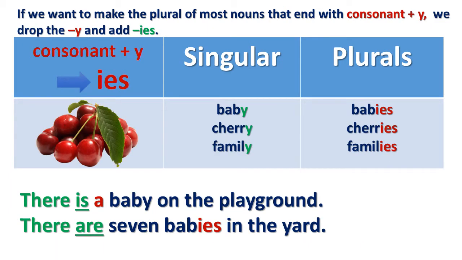If we want to make the plural of most nouns that end with consonant plus y, we drop the y and add ies. Baby, babies. Cherry, cherries. Family, families. There is a baby on the playground. There are 7 babies in the yard.